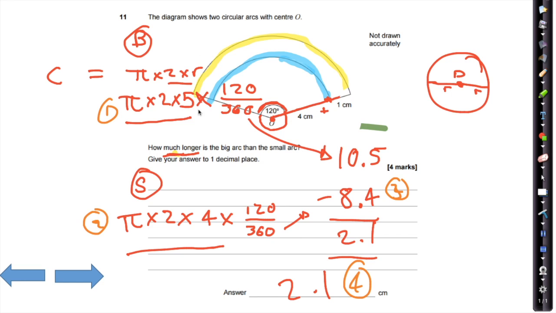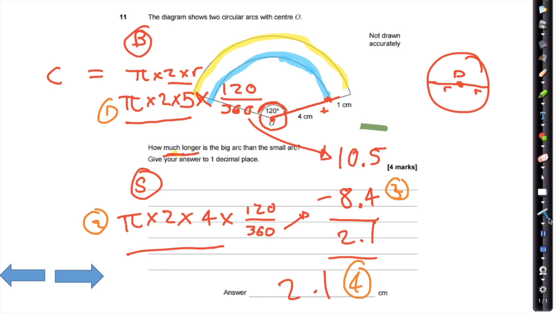And that is the arc question completed. So it's worth knowing your circumference of a circle formula, and then remembering that if you want part of the full circle, just work out how many degrees it is out of 360, the full circle, and multiply by that angle over 360.